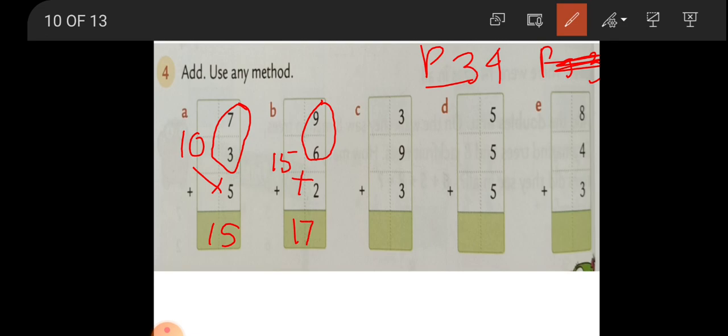Similarly, now here there are doubles, 3 and 3. Let us add now. 3 plus 3 will give you 6. Now you do 6 plus 9. So 9 is big. So 9 in mind. 6 fingers up. 9, 10, 11, 12, 13, 14, 15. Here you get 15. Here now doubles now. Here it is 5 plus 5 will give you 10. Here again 10 plus 5 will give you 15.